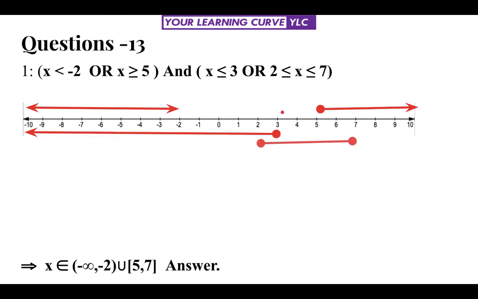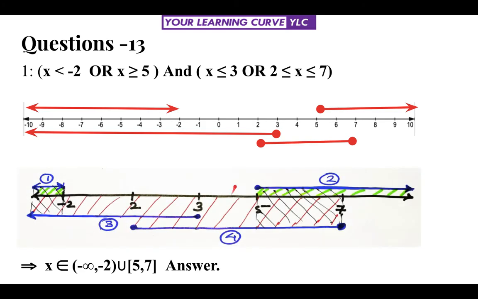Now the fourth inequality says x is greater than or equal to 2 but less than or equal to 7, means 2 to 7 both included. Now let's see, there are too many inequalities involved over here. How to report the answer? So what we do, we will use different colors to represent the different inequalities.